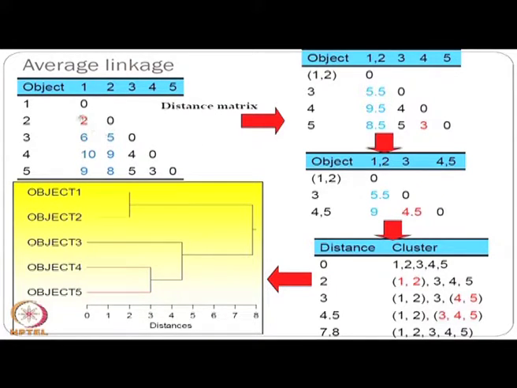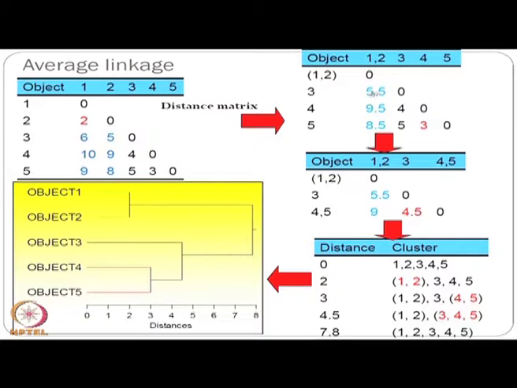Then your first step is, what is the minimum distance here, that is 2. That is between 1 and 2, you have grouped 1 and 2, and then in another matrix you have computed the distance matrix like this. Now, how do we get these 5.5, 9.5 and 8.5 values? These other values 4, 5, 3 are basically between 3 and 4, between 3 and 5 and between 4 and 5, that will be straight away taken from this previous matrix.